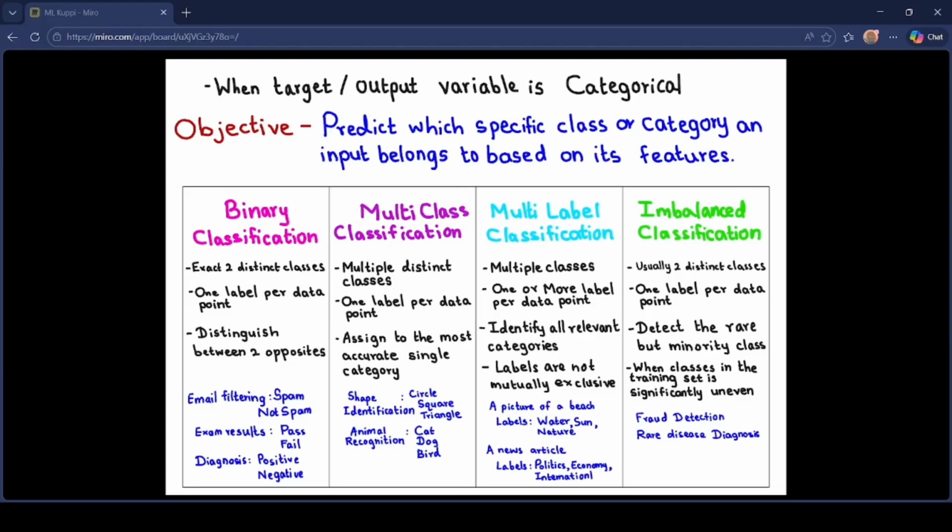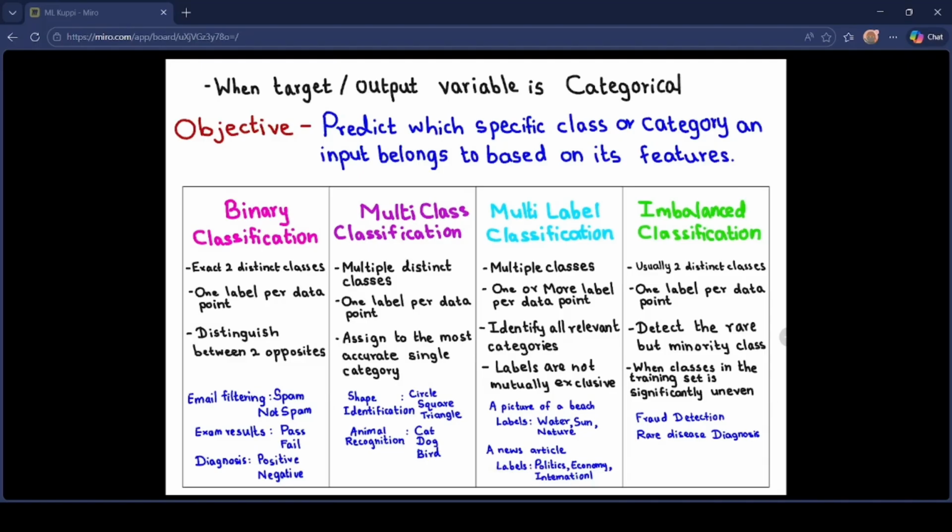So this is classification. But it's not just general classification, because when it comes to classification, we have multiple types. We have binary classification, multi-class classification, multi-label classification, and then imbalanced classification. First we'll look at what binary classification is.